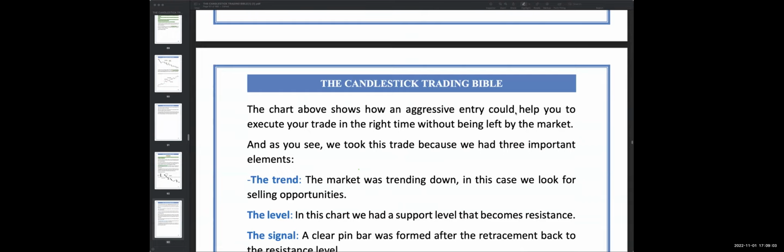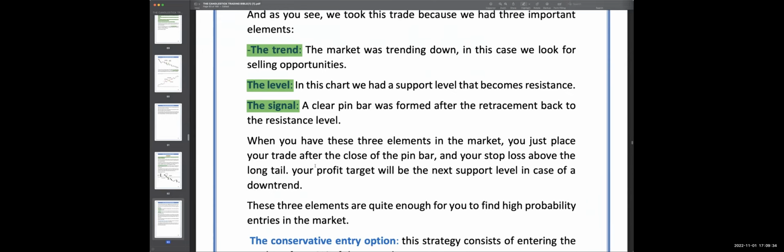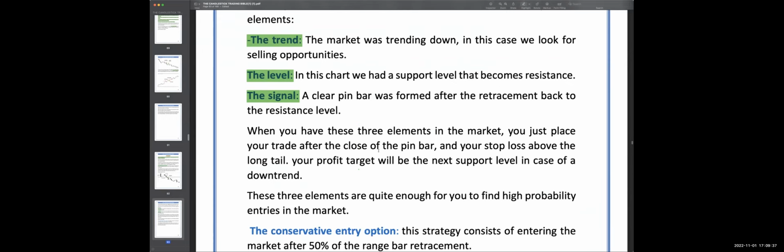The chart above shows how an aggressive entry could help you to execute your trade at the right time without being left by the market. As you see, we took this trade because we had three important elements. The first thing is the trend. The market was trending down. In this case, we look for selling opportunities. The second thing is the level. In this chart, we had a support level that becomes a resistance. The third aspect is your signal. A clear pin bar was formed after the retracement back to the resistance level. When you have these three elements in the market, you just place your trade after the close of the pin bar and your stop loss above the long tail. Your profit target will be the next support level in case of a downtrend.